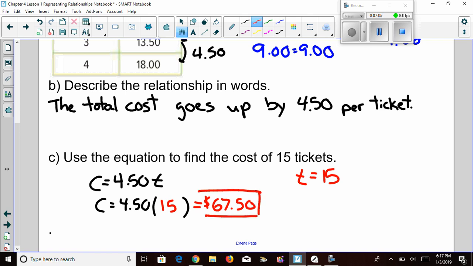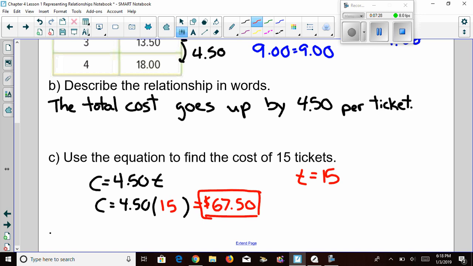And that's what we're doing. We're using the table to create an equation to represent this relationship. We're explaining in words what is going on, and we're using it to go one step further and find information we didn't already have.